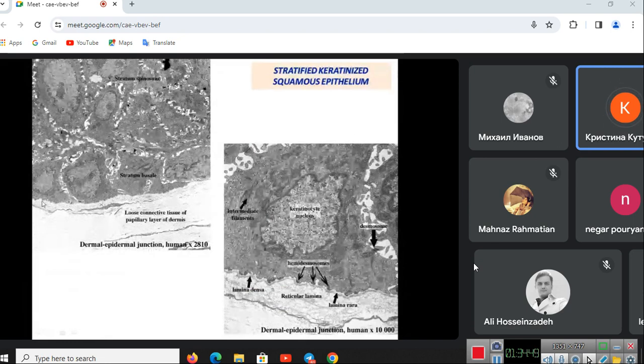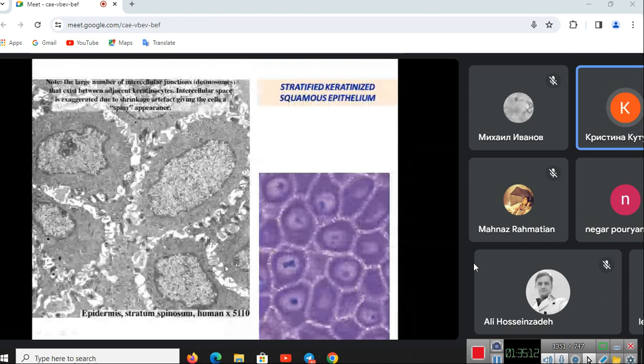So here is the stratum basal lying upon the basement membrane. Here is the basement membrane and the cells of stratum basal or basal layer. They are stem cells which have hemidesmosomes to be in contact with the basement membrane. Next layer is the stratum spinosum, and you can see here these small spines connecting the cells together, and the darker structures here between the spines are spot desmosomes.